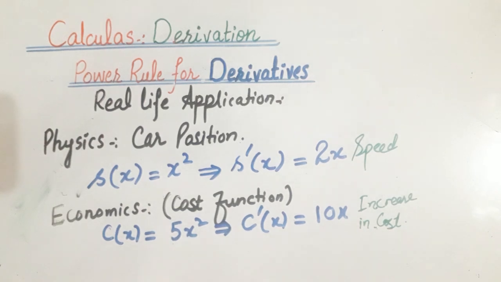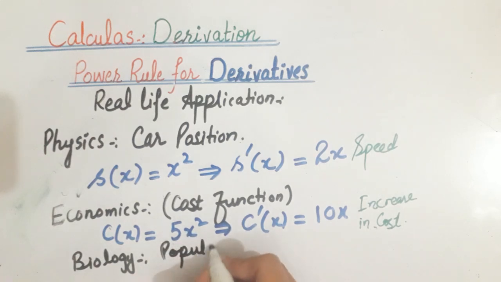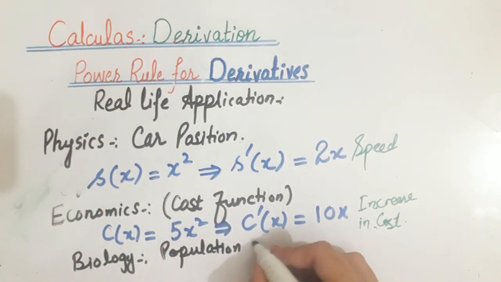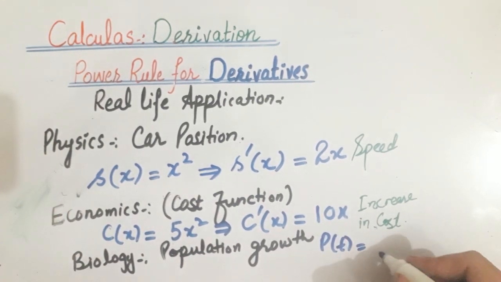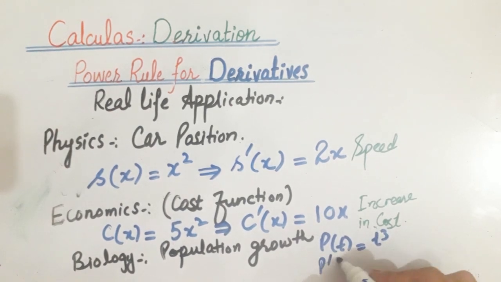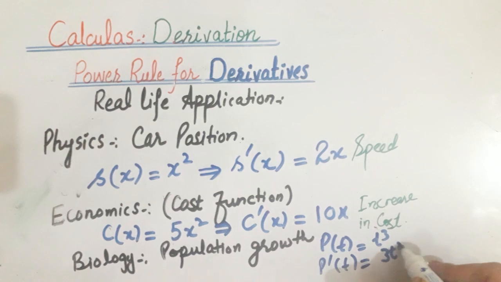And if you want to study this in biology, in biology you will find the population growth by using differentiation. Because this tells the rate of change, you will consider the population as p of t equals t cube, then p dash of t will equal 3t square. This tells you the population.